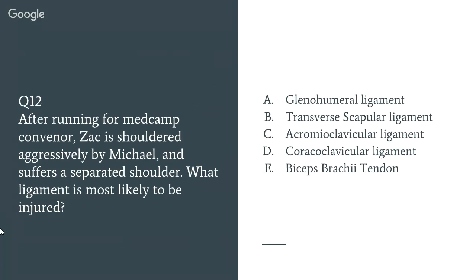All right, moving on. After running for MedCamp convener, Zach is shouldered aggressively by Michael and suffers a separated shoulder. What ligament is most likely to be injured?